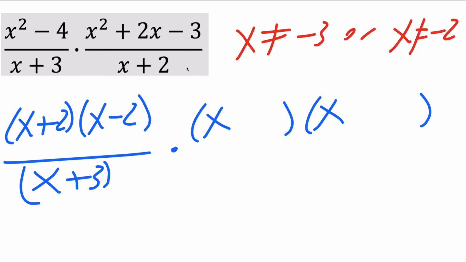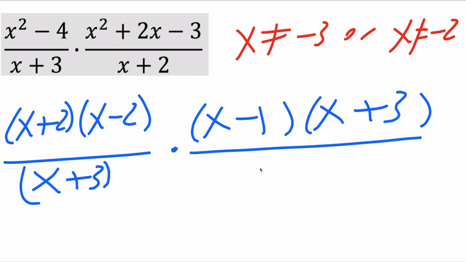Now we think to ourselves, what two numbers multiply to give us -3, but add to give us 2? Well, we could do positive 3 and -1, because 3 times -1 is -3. -1 plus 3 is positive 2. Then this whole thing divided by our denominator, which is x plus 2.